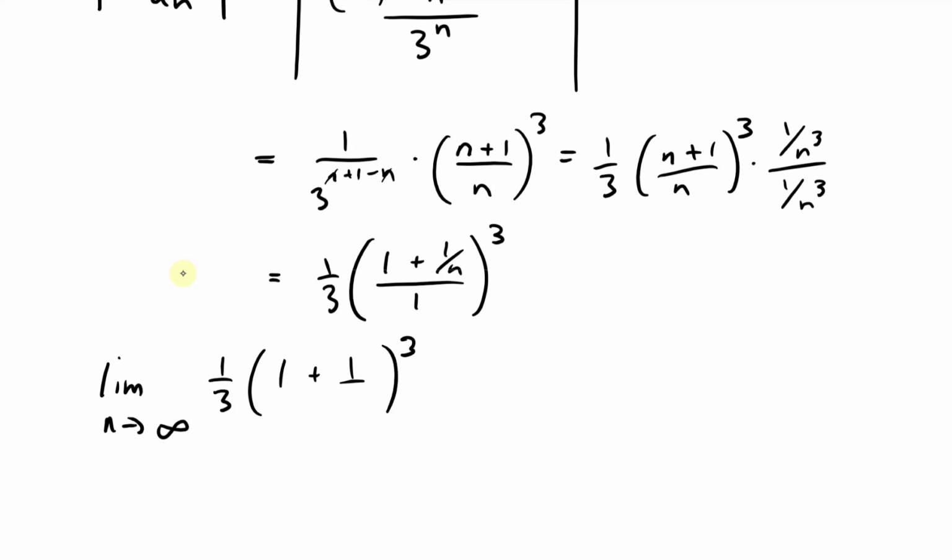So dividing by 1 doesn't change anything. Let's put an n like that, and 3, and then this one goes to 0. It goes to 1 over infinity, which approaches 0, so what we're left with is 1 over 3 times 1 to the power of 3, that's just 1 over 3. So this limit is 1 over 3, which is less than 1.